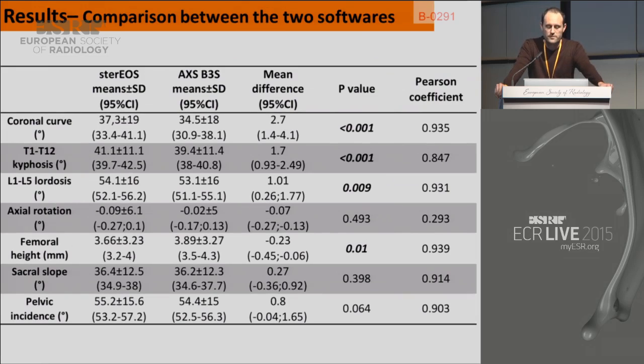When we compare the results of the two software, we find significant difference for all spinal curvatures. However, the Pearson correlation coefficient was high for all this data. And furthermore, the 95% confidence interval prediction was 4.1 degrees for coronal curve, that is quite low. And for axial rotation, we don't find significant difference. And the maximum 95% limit was 0.13.